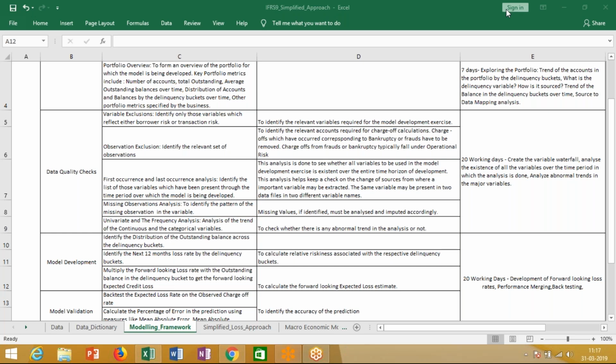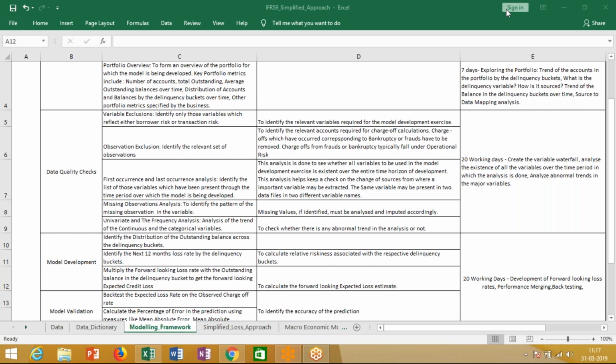So every month, whatever the total outstanding is, that total outstanding will lie in one of the delinquency buckets. Some of these total balances may be your CB0 bucket or non-delinquent balances. Some of them may be one cycle delinquent, some two cycle delinquent, some three cycle, some 4+, right? So I need to identify the kind of distribution which is there.